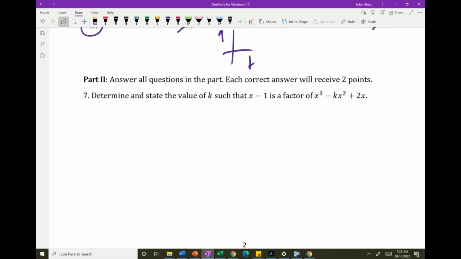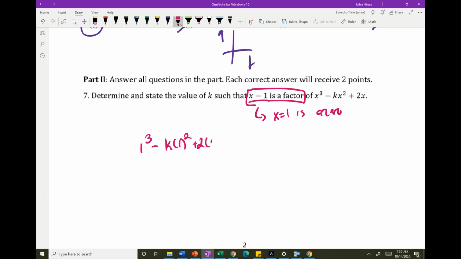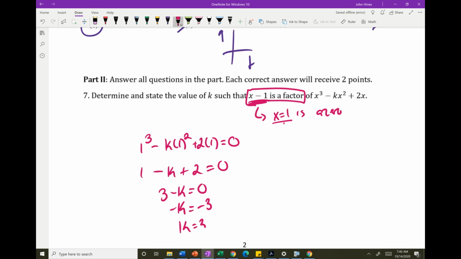Determine and state the value of k such that x minus 1 is a factor. Well, if something is a factor, that means x equals 1 is a 0, or I have a remainder of 0 when I divide by that. So if x equals 1 is a 0, let's plug that in. Wherever I see a 1, I'm plugging that in, and it should equal 0. If this is a factor, when I plug in a positive 1, I should get 0. 1 minus k plus 2 equals 0. 3 minus k is 0. Just got to solve this now, so k equals 3.